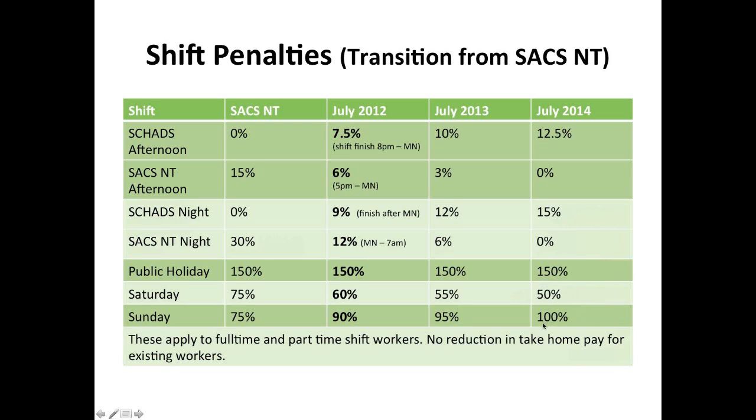And Sunday, you can see, is 100% loading in line with the modern award. So from July last year, that 75 increased to 90. And then from July this year, that'll go to 95%. And then thankfully, we can't wait till 2014. We'll all be sitting on the modern award applications.